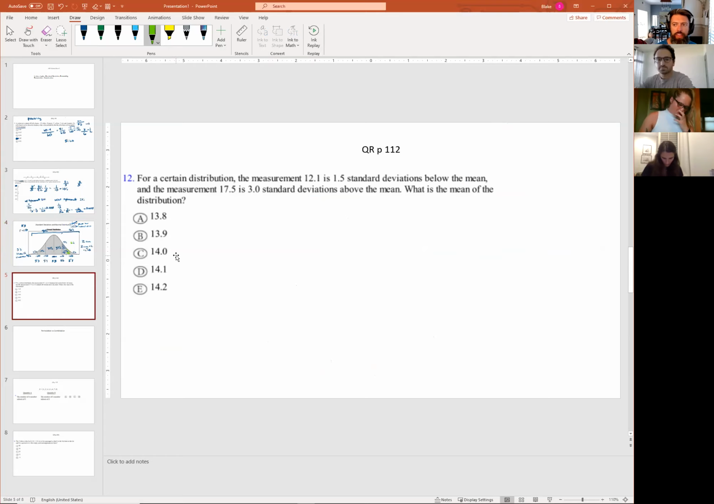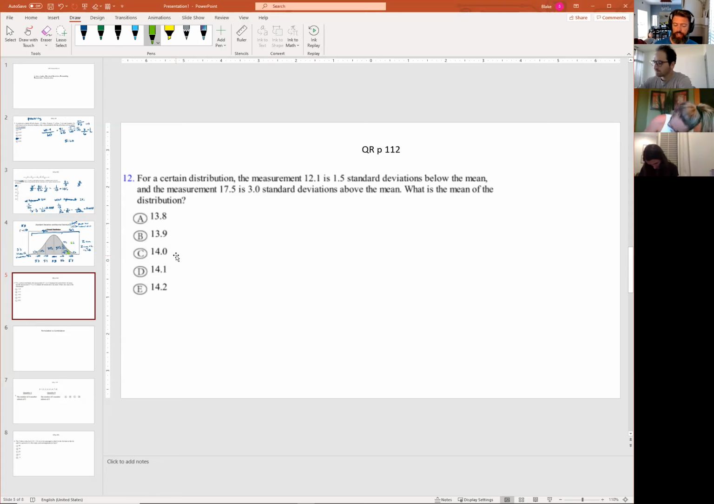And I think what I'm going to do is maybe just set you guys up and let you try it. Number 12, for a certain distribution, the measurement 12.1 is 1.5 standard deviations below the mean, and the measurement 17.5 is 3 standard deviations above the mean. What is the mean of the distribution?